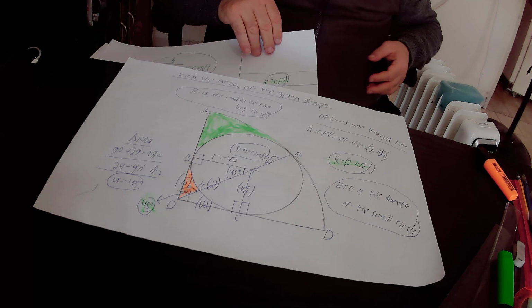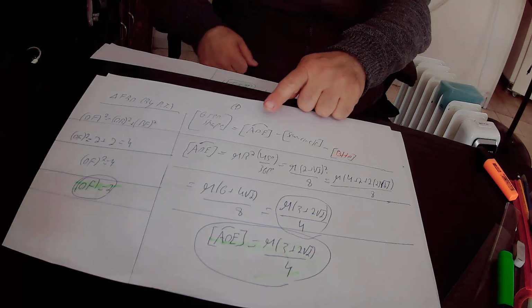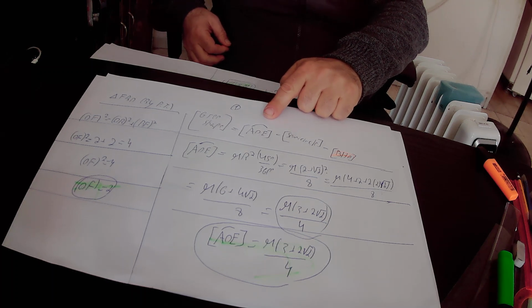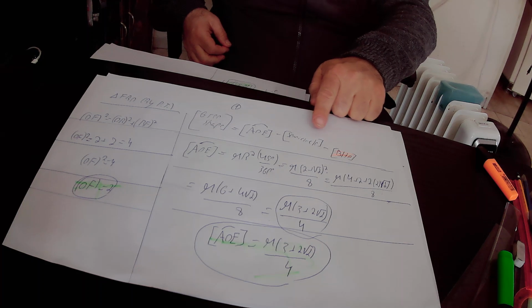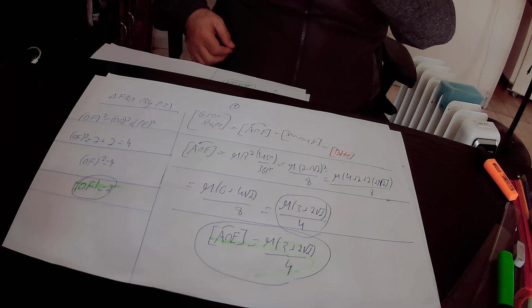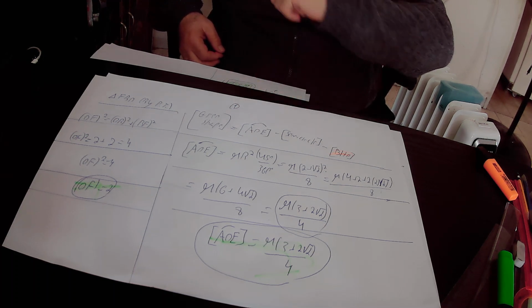Again, the area of the green shape in total is equal to the area of the big sector AOE minus the area of the small semicircle minus the area of the orange shape BHO. Okay, so first of all, we find out the area of the big sector AOE.